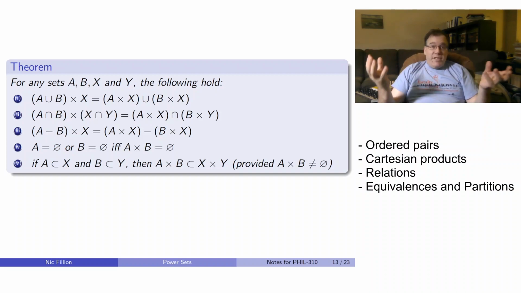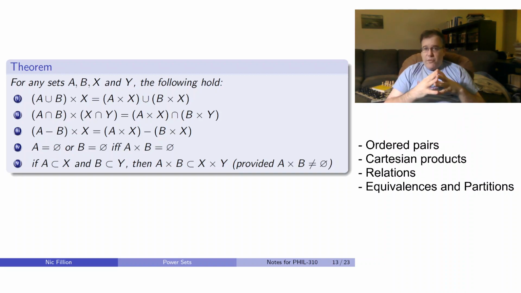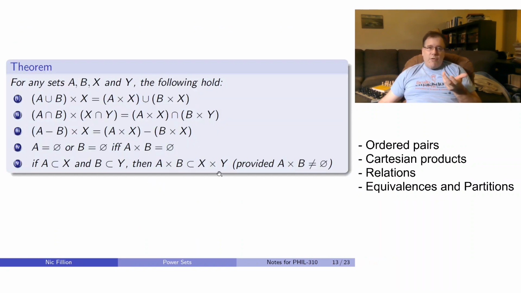If A or B is empty, then the Cartesian product is empty. That's fairly obvious too, I hope. And if the Cartesian product of A and B is non-empty, then we have the following: if A is a subset of X and B is a subset of Y, then it follows that the Cartesian product A cross B is a subset of X cross Y. I hope all fairly intuitively true theorems.